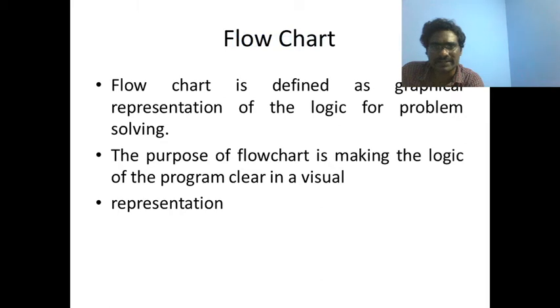A flowchart is defined as a graphical representation of the logic for problem solving. It is a pictorial representation where you can get a clear idea about what the problem is, and it is a visual representation.